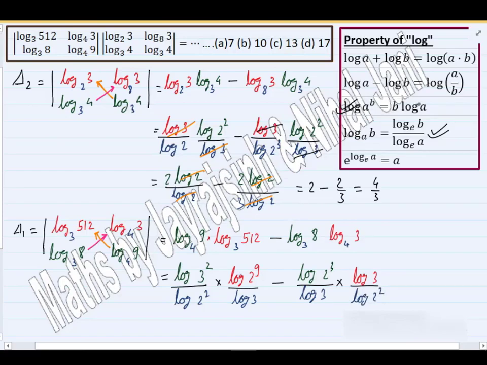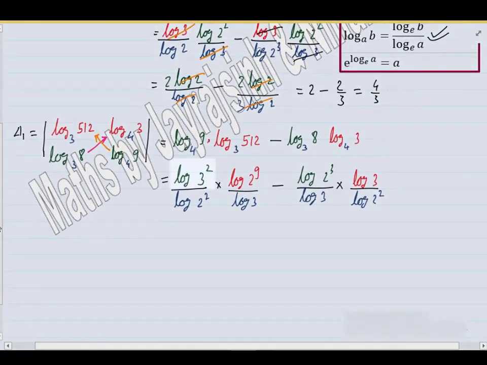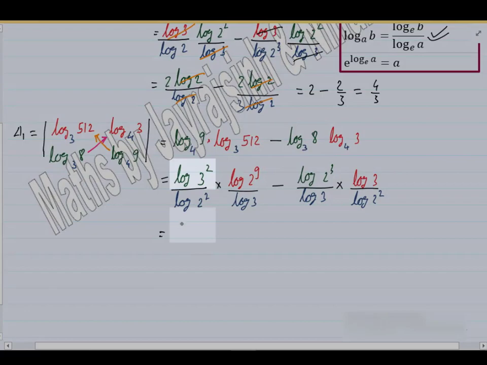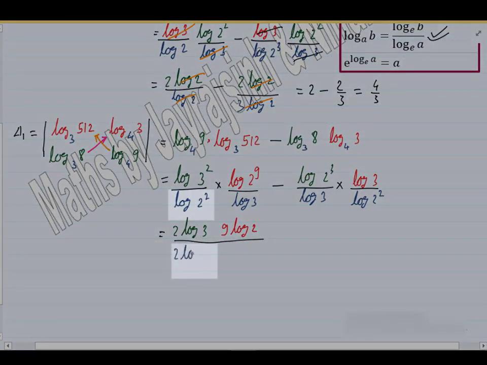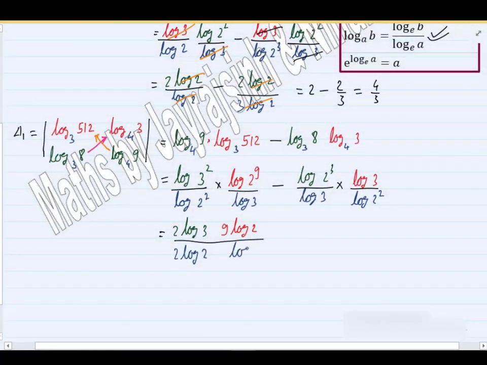Now here it's time to use the third property. Let's apply third property, and we will get 2 log 3, then 9 log 2 whole divided by 2 log 2 and log 3, minus 3 log 2 log 3 upon log 3 and 2 log 2, right?